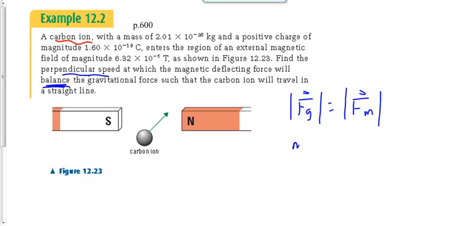Force of gravity is m times g, and if they're perpendicular to each other, the charged particle movement and the magnetic field, then the magnetic force is equal to QVB.